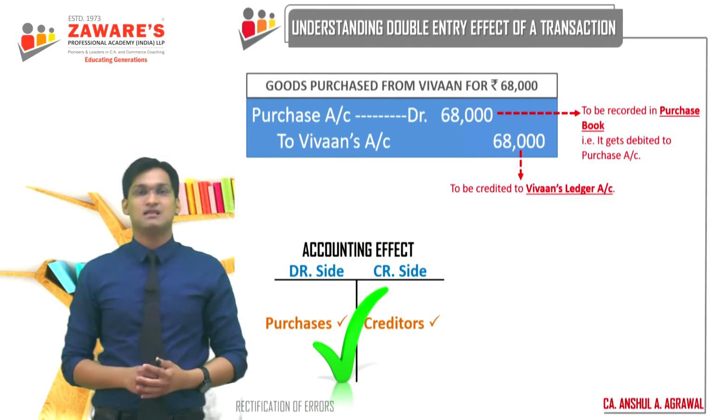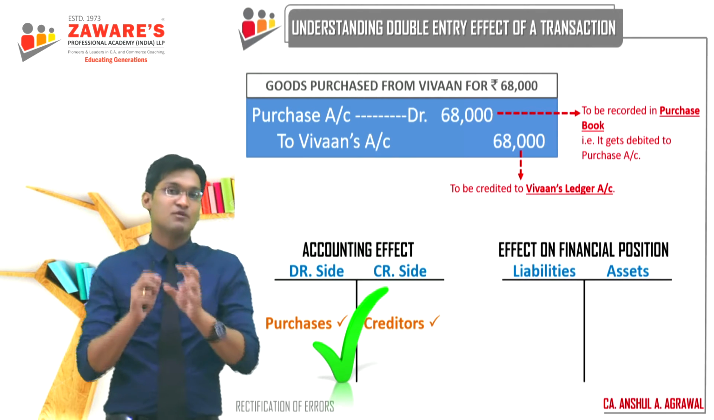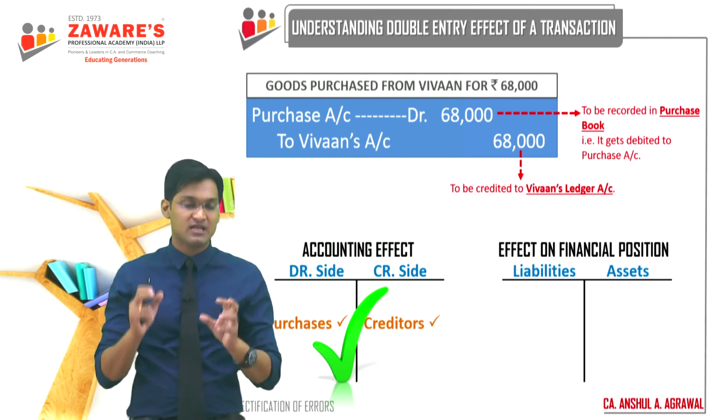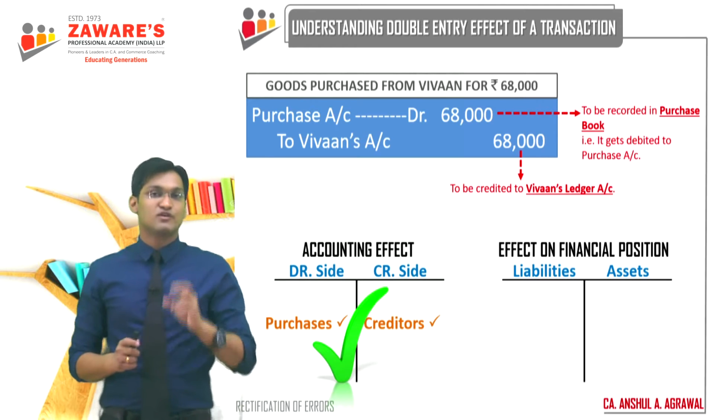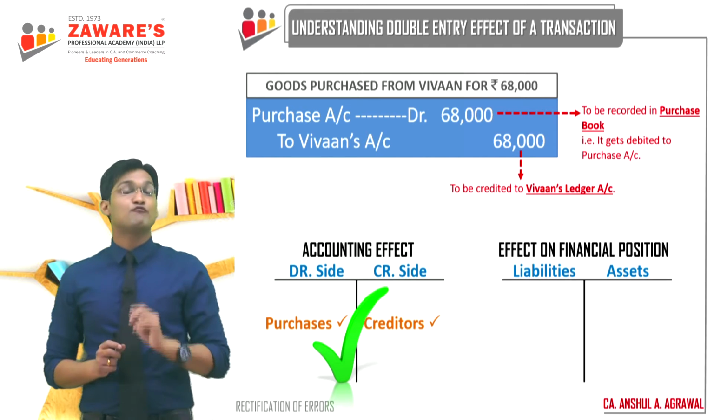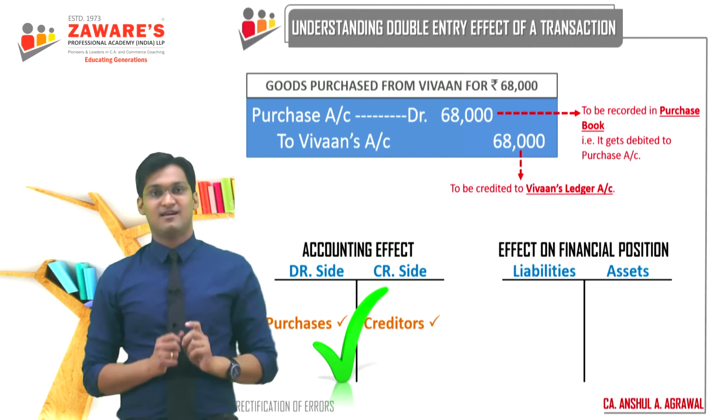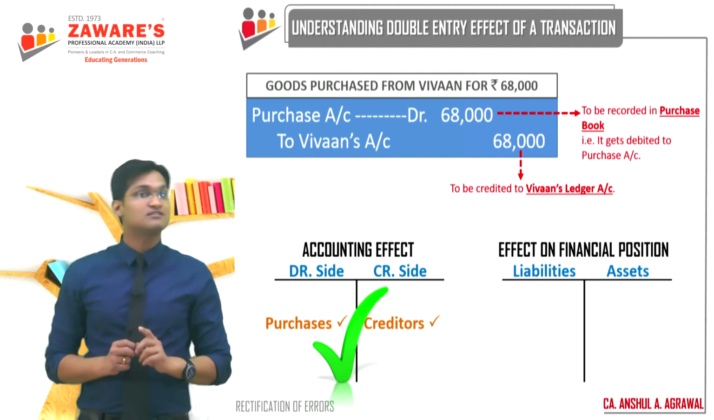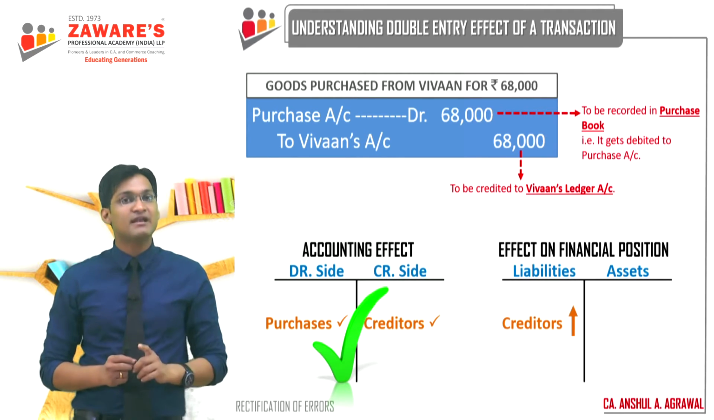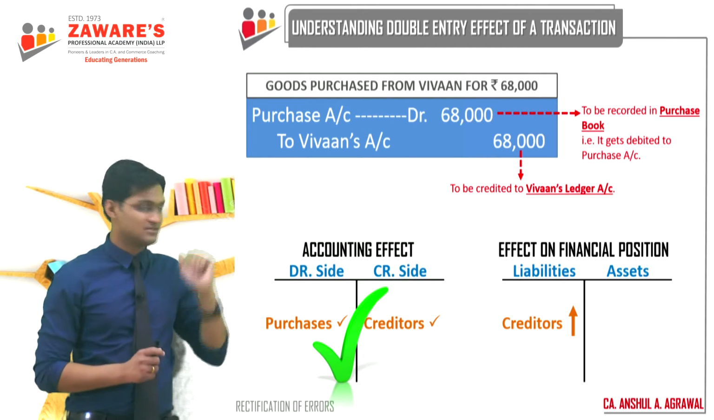The answer is absolutely yes. Not only this, if you analyze this transaction from the purview of your financial position, how your financial position is going to change after this transaction. When you buy goods from Vivan for which you haven't made payment, that means there's a liability standing, a new liability will be created. So can I say after this transaction my creditors will increase? Yes, that's what is happening here.